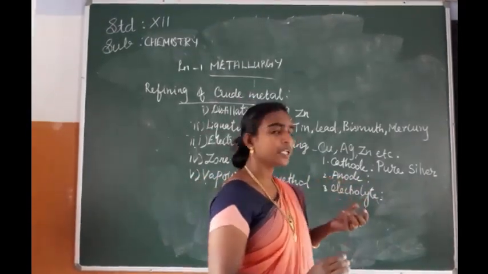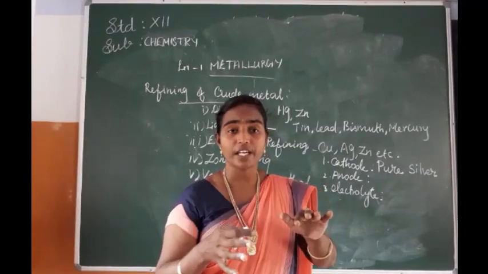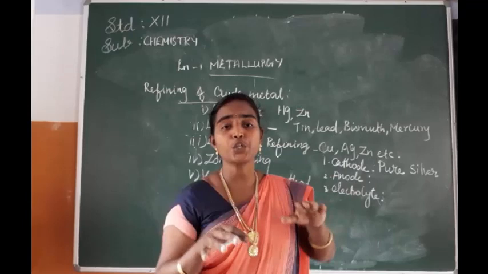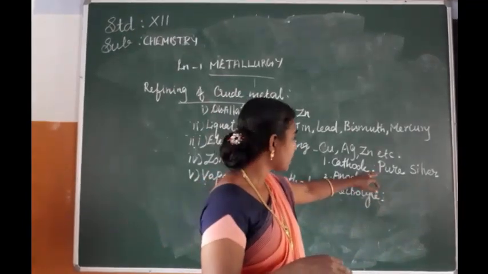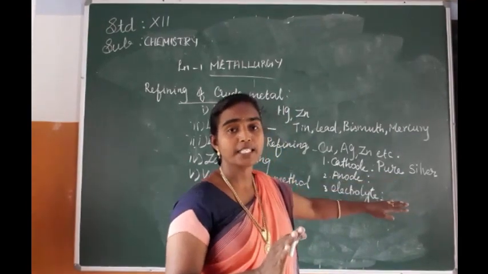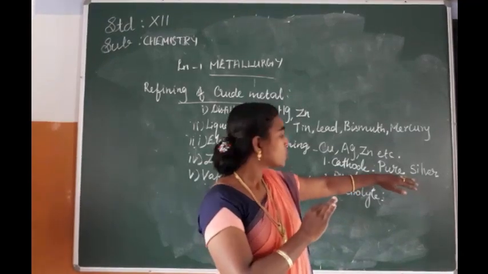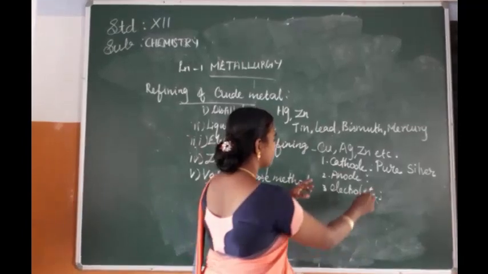So anode means it is impure metal. So which metal should be purified? So here for refining, maybe if you need to purify copper, it means impure copper. But at the same time here cathode will be pure copper. Okay, the same metal should be taken. So for cathode, here I have the example of silver. So here pure silver in cathode means anode must be impure silver.